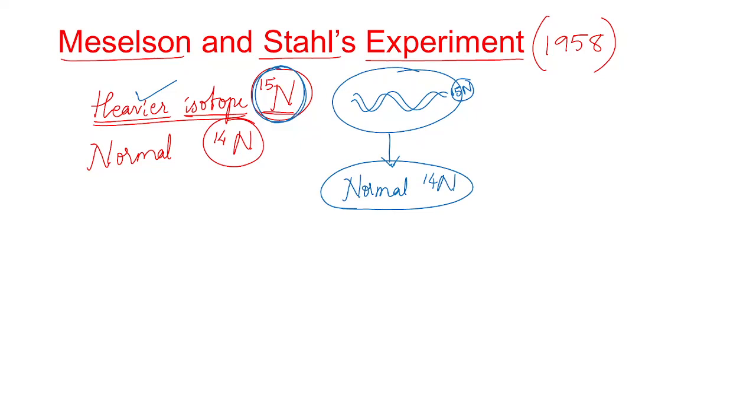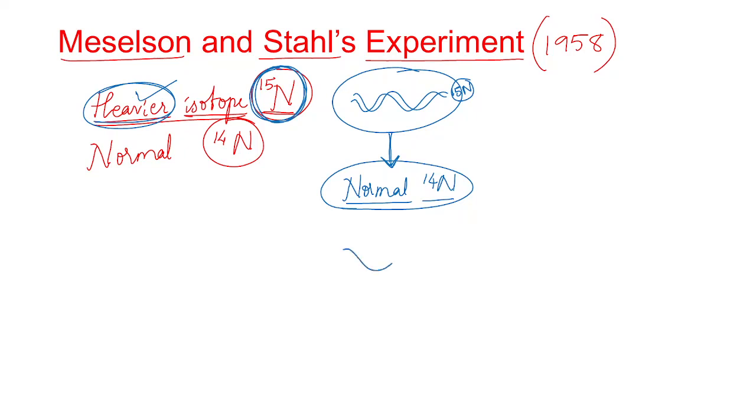What they have done? First of all, they have developed the bacteria in the heavier isotope containing medium, heavier nitrogen medium. Later, they have transferred those heavier nitrogen containing bacteria into the normal medium, that means the medium containing normal nitrogen. Then what will happen? As a result, the DNA replication will be initiated here in the normal medium.